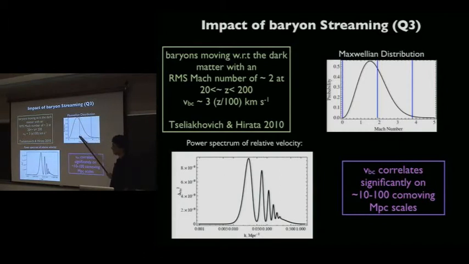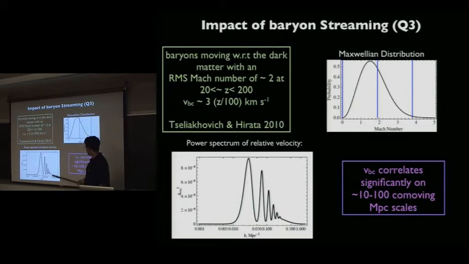The typical Mach number is 2. But in some regions in the universe, the Mach number is 4. In some regions, it's 1. And if you just plot what the power spectrum of this difference is, then you see these acoustic features, because it's the same acoustic physics that's shaping this difference that is giving you the acoustic oscillations in the CMB.